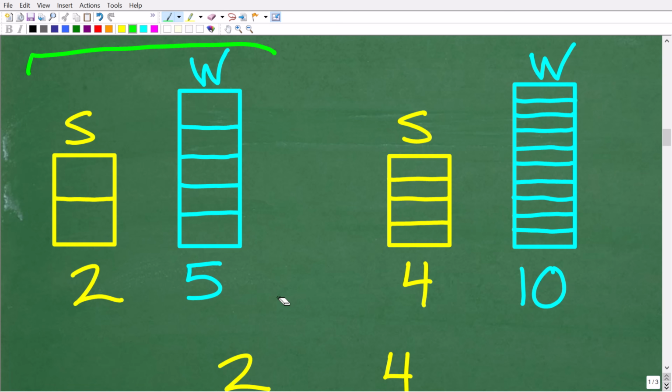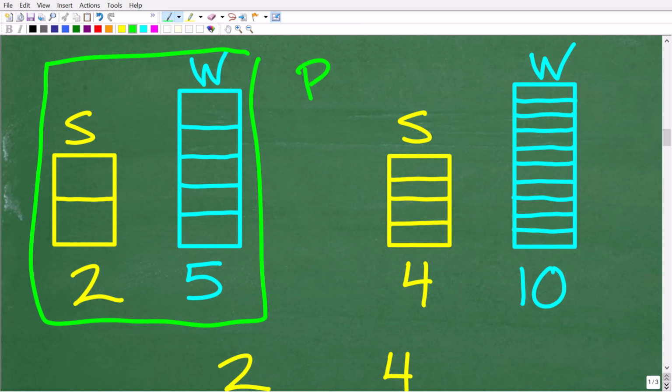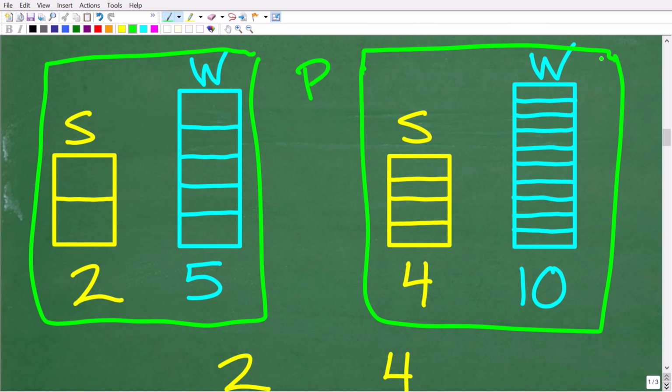But what would be a good word to use here? Okay, now I'm going to give you a big hint. It starts with a P, and I already used it a few times. Well, what we're talking about is that we need to keep these quantities in proportion. So in other words, this is our recipe, but if we increase the parts of sugar or water, we have to keep the individual amounts in the same proportion.